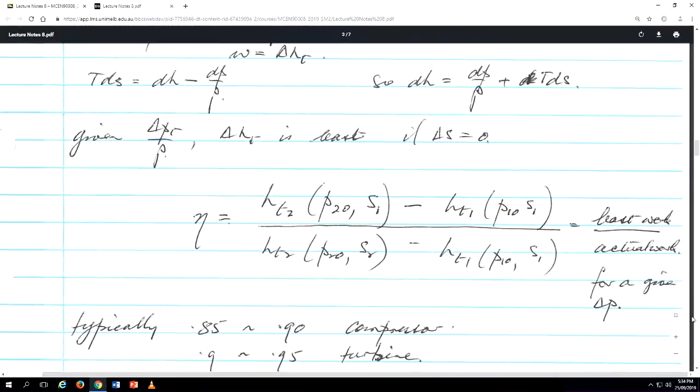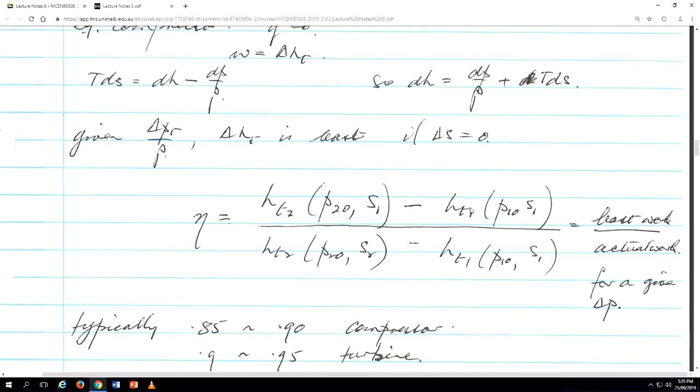Right. So here's the summary of what I'm saying. For a given pressure rise, so this is the definition of a compressor, for a given pressure rise from P1 to P2, the least amount of work that I have to do is when I do it for the same entropy that I started with. So that's S1.